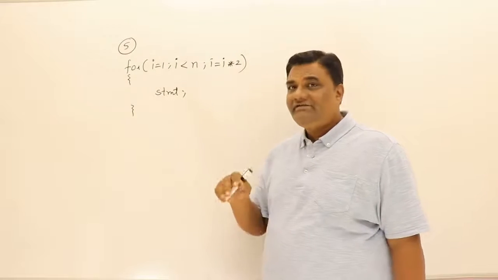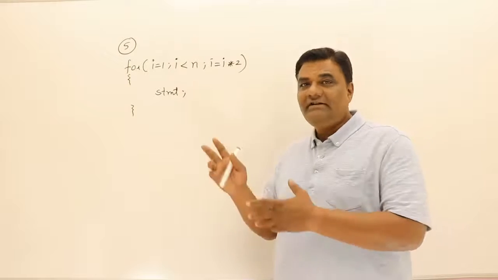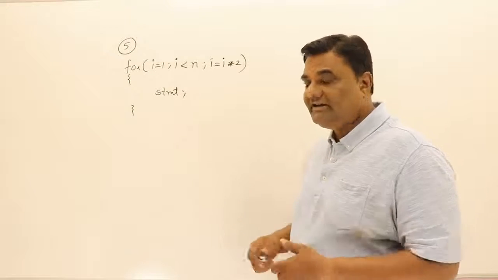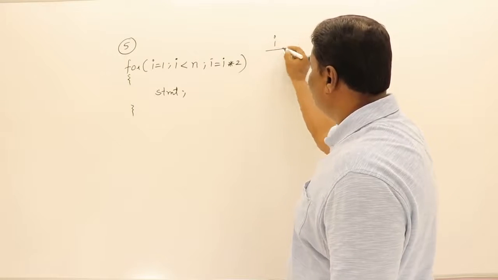So blindly we cannot say this will execute for n times. We have to analyze this one. Let us see how many times this will execute. It's not n. We don't know how many times. Let us see. I will take the I value.